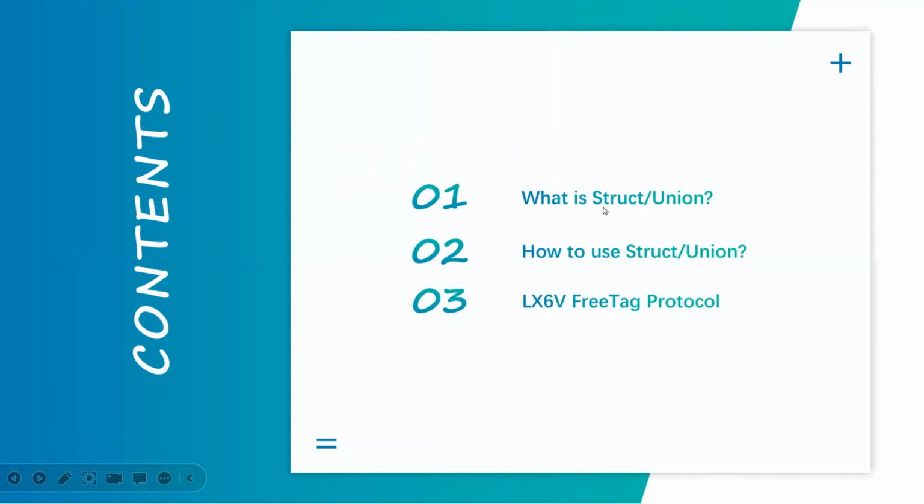Today our topic is about custom struct and custom union. I will introduce what they are and how to use them. And last, I will also introduce the 6V free tech protocol, to communicate with 6V, to communicate with our HMI.